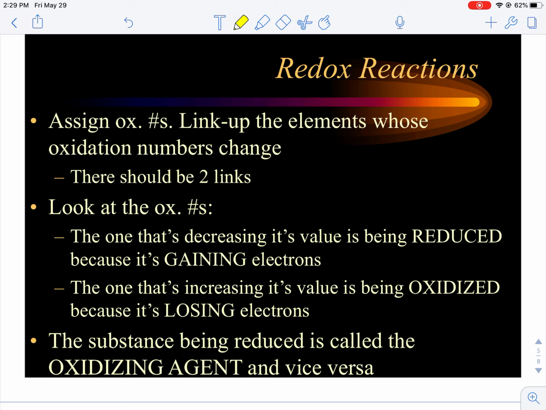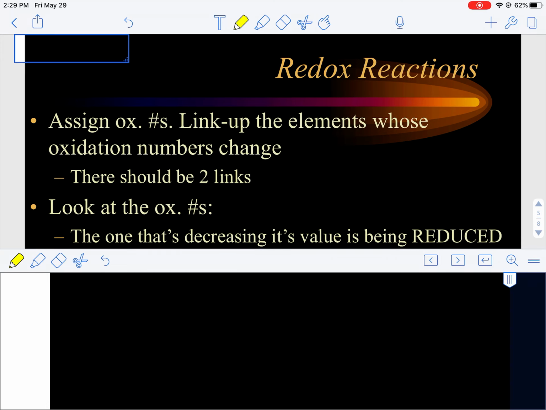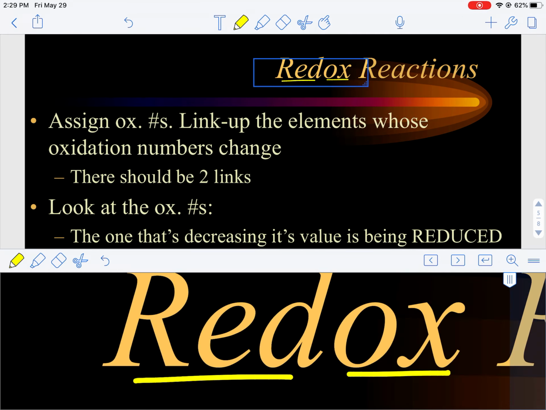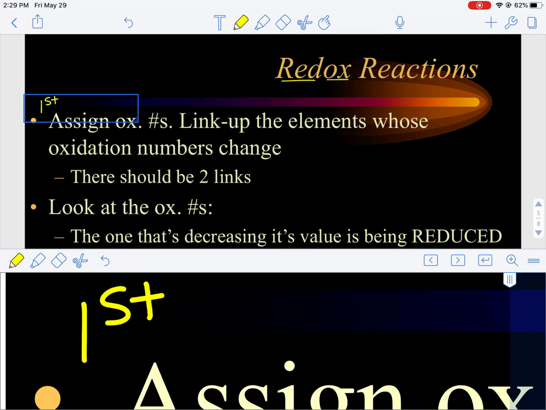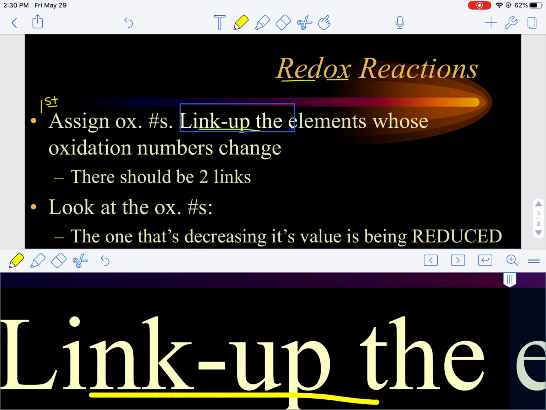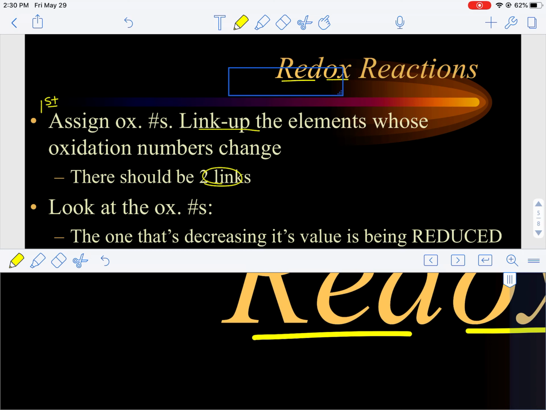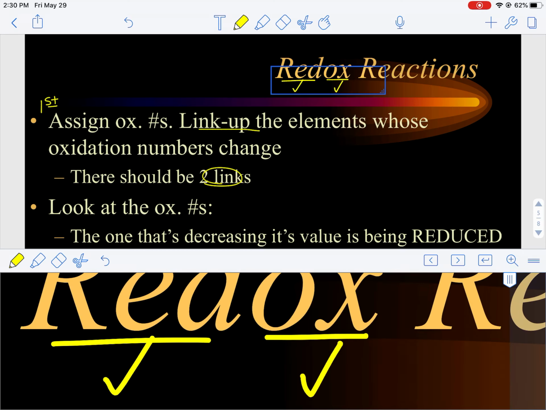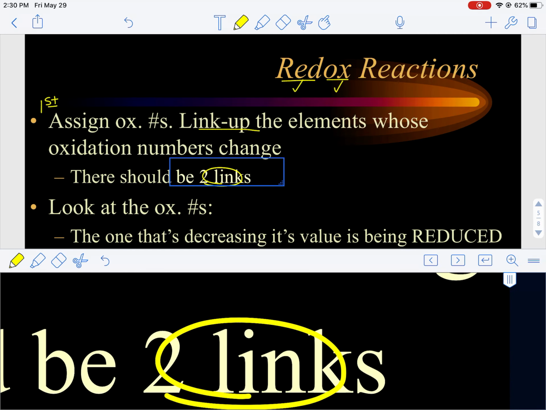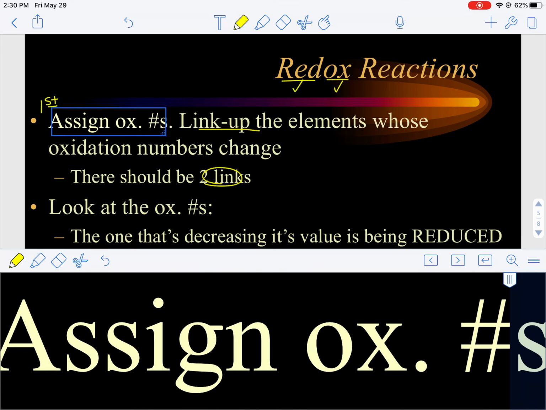Here's how we do it, and this is meant to be a step-by-step situation. The only way we're able to tell whether we have reduction or oxidation is to first assign the oxidation numbers. Once we've assigned oxidation numbers to every single atom in our reaction, we're then going to link up the elements whose oxidation numbers change, in the same way that we would link up the Bronsted-Lowry acid-base conjugate pairs. And there should be a total of two links. One is going to represent reduction, the other is going to represent oxidation. If you have more than two links, if more than two things are changing their oxidation numbers, you've done something wrong. Go back and re-look at your rules on how you assigned oxidation numbers.